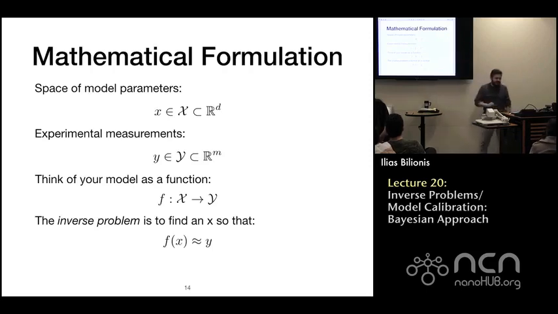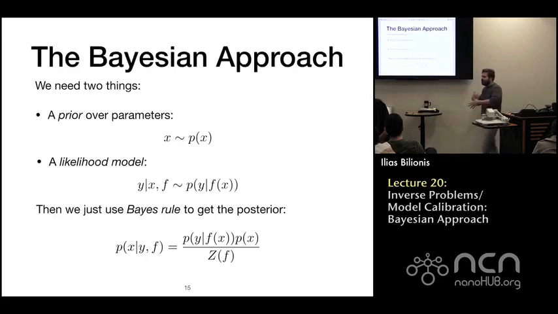we have the same situation as before. Script X is our parameter space, we have our experimental data, the model. We want to find X that matches the data as well as possible, same thing as before, but now we introduce a little bit more structure on top of these things. All right, so we're going to need to introduce three things.